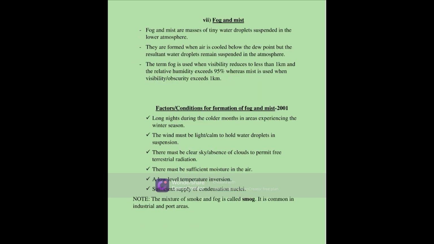The next part is fog and mist. Fog and mist are masses of tiny water droplets suspended in the lower atmosphere. These are water droplets that are suspended in the lower atmosphere, especially when you are driving on a given highway. You'll be able to see them very early in the morning or even late at night. So those are fog and mist.